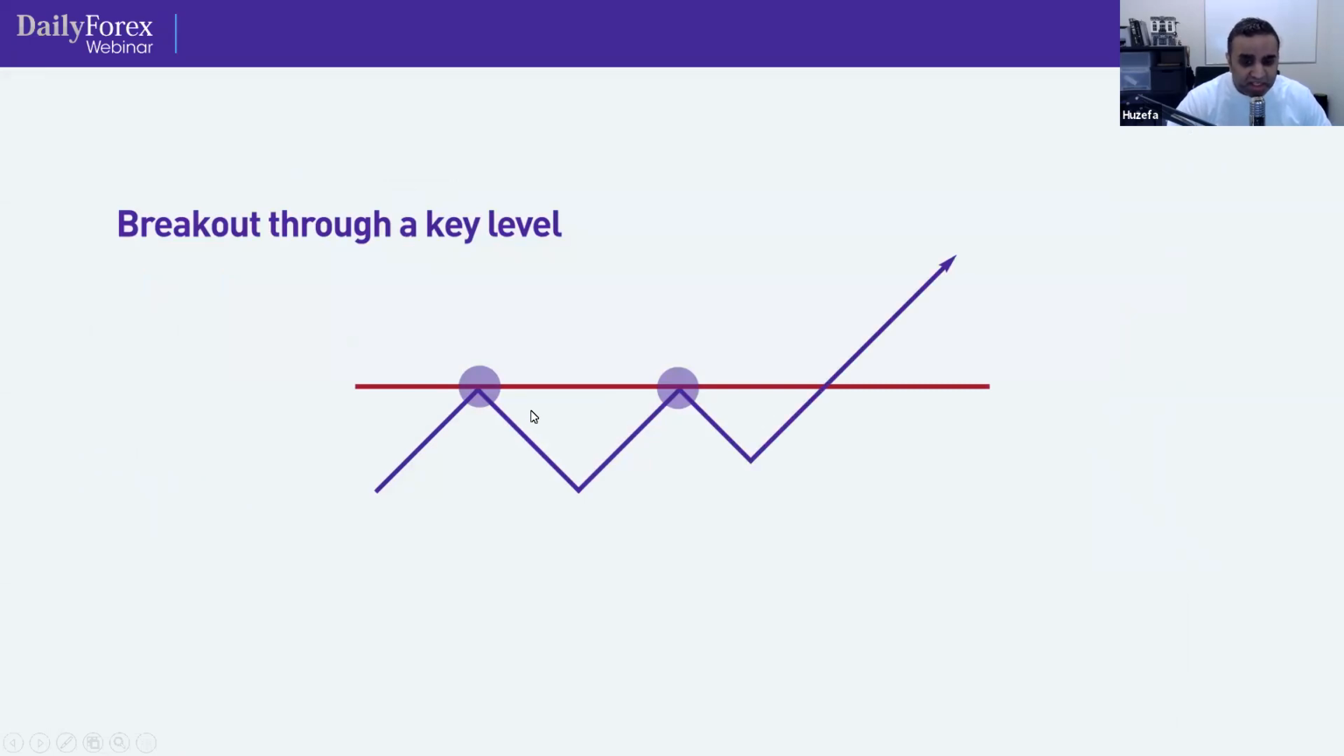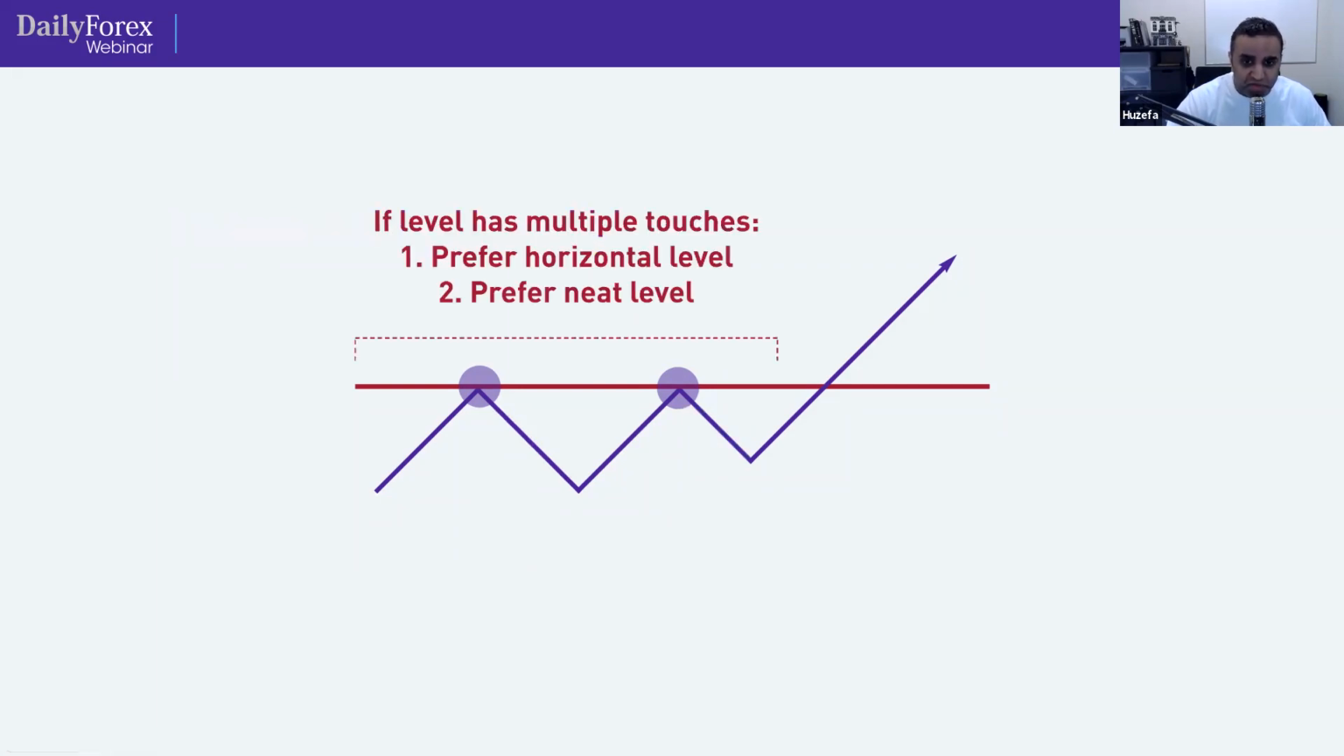Now, when we're looking at key levels for trading, and particularly for breakout trading, what I really want to emphasize is that if this level has multiple touches, so in this diagram, this has got 2 touches. Sometimes it'll have 2 or 3 touches. Sometimes it might just be a key level made with just 1 candle, so it'll have a single touch. But certainly if it's got multiple touches, we want to look at 2 things. We want that level preferably to be as horizontal as possible. So we're talking about it being flat as opposed to a trend line up or down. We want a horizontal or a flat level.